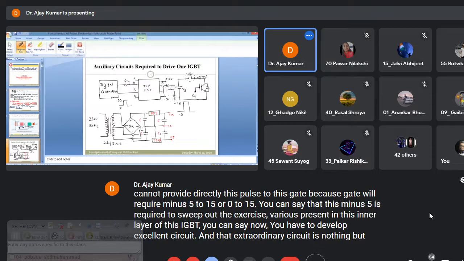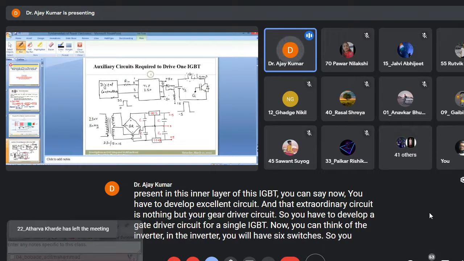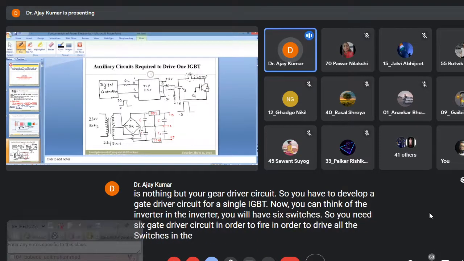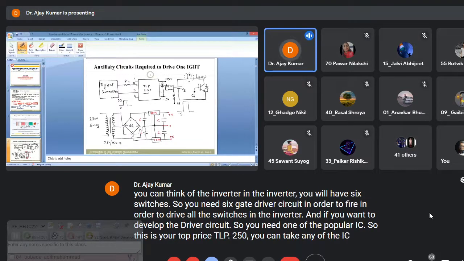Now you can think of the inverter. In the inverter you will have 6 switches, so you need 6 gate driver circuits in order to fire, in order to drive all the switches in the inverter. And if you want to develop the driver circuit, you need one optocoupler IC. So this is your optocoupler IC, TLP250. You can take any optocoupler IC. There are so many optocoupler ICs available.